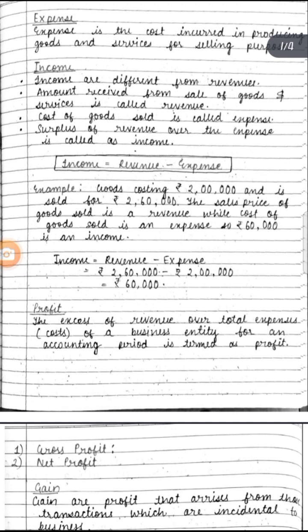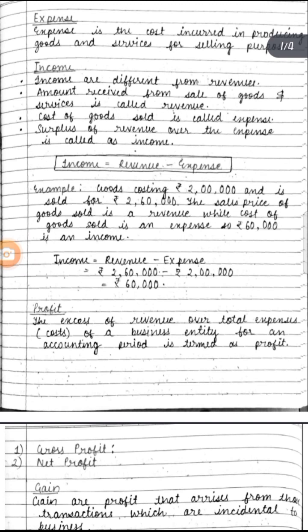The next is income. Surplus of revenue over the expenses is called income. We can calculate it by using the formula in which revenue minus expense is known as income.